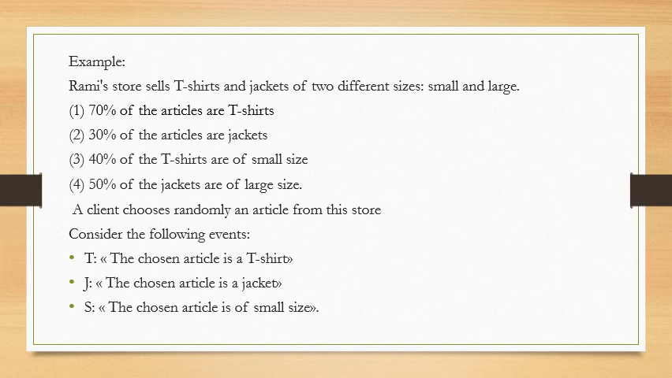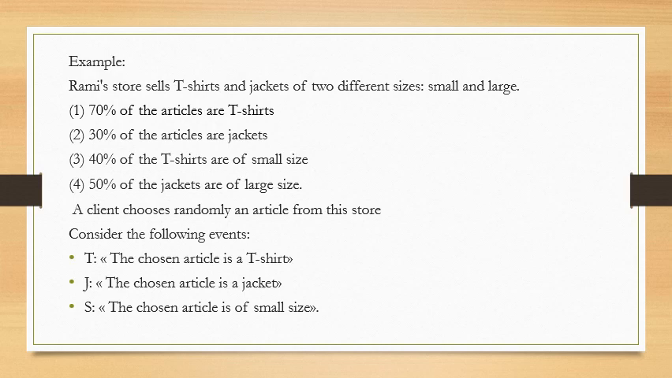Now here there's an example. Rami store sells t-shirts and jackets of two different sizes, small and large. 70% of the articles are t-shirts, 30% of the articles are jackets, 40% of the t-shirts are of small size, 50% of the jackets are of the large size. A client chooses randomly an article from the store. Consider the following events. T, the chosen article is a t-shirt. J, the chosen article is a jacket. S, the chosen article is of the small size.